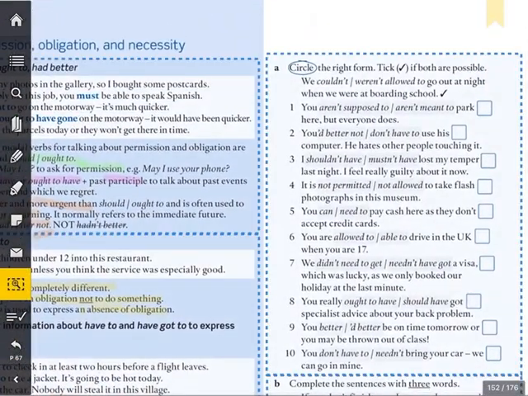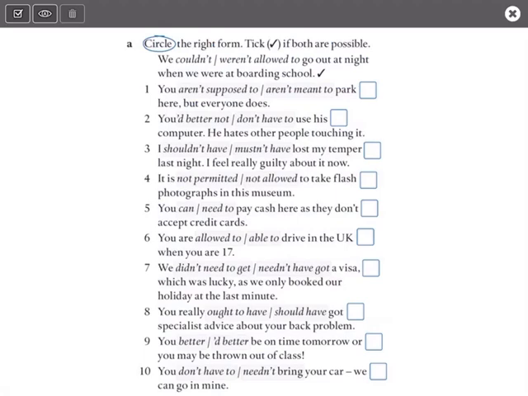Take a moment to have a look. Letter A. It says, circle the right form, tick if both are possible. For example, we weren't allowed to go out at night when we were at boarding school. Both of these options are correct. We couldn't go out. We weren't allowed to go out. It was forbidden. No? Estaba prohibido. Now, let's have a look at number 1.